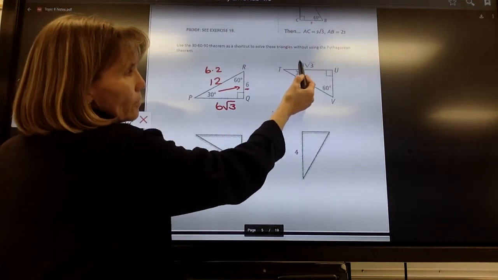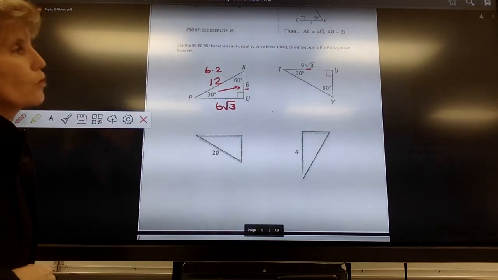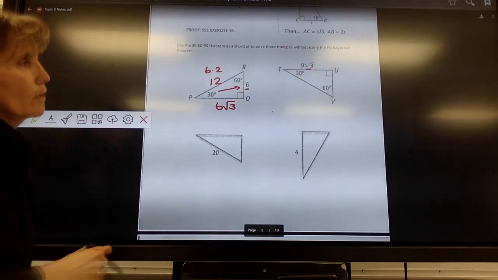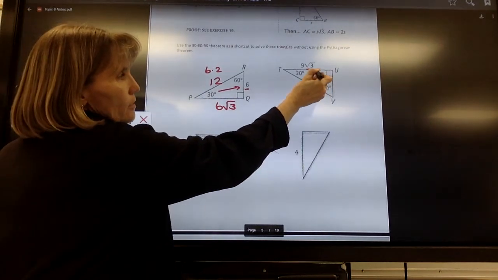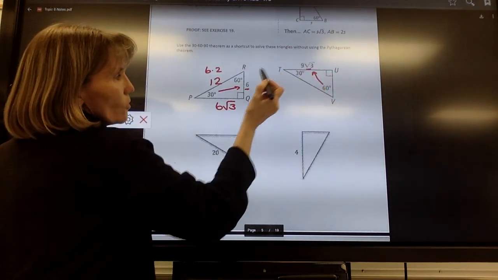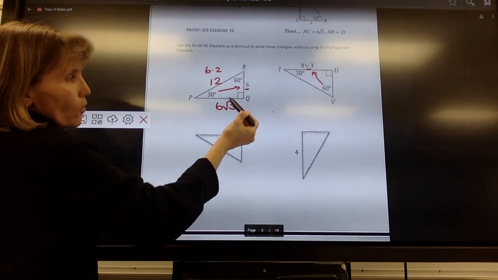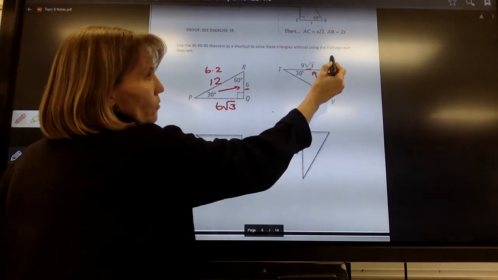On the example up here, what am I given? Which leg of the triangle am I given? Is that the shorter leg or is that the longer leg? Okay, if you look across, that's the larger angle, so that's the longer leg. So if I'm going to go backwards from the longer leg to the shorter leg, I'm going to just take that and divide by the square root of 3.